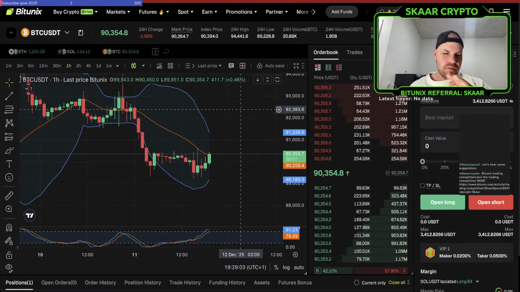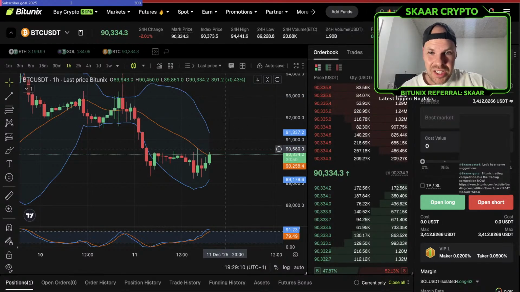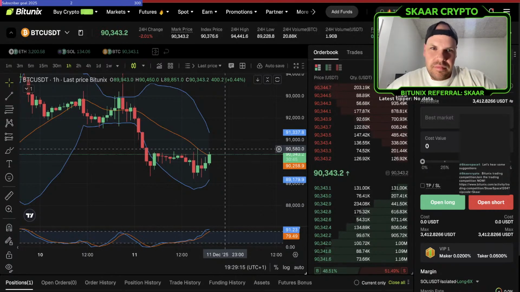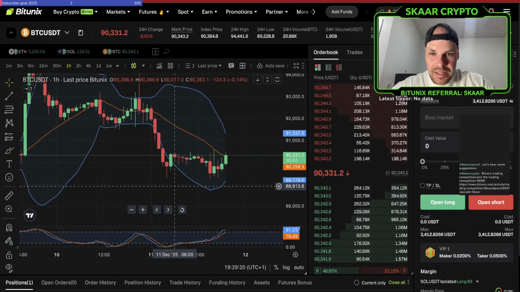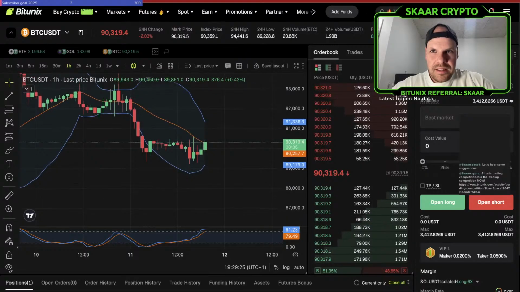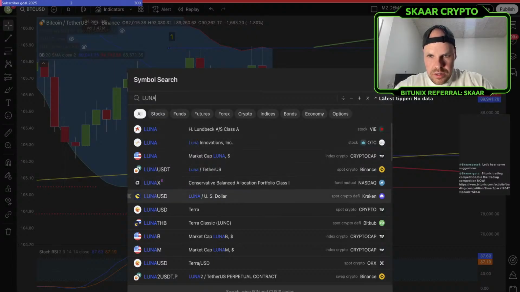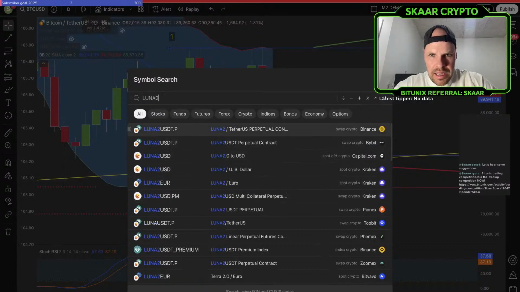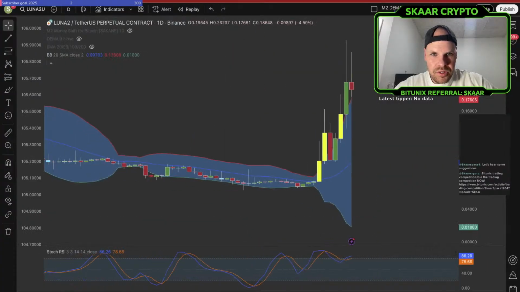To be completely transparent, if you like trading lower cap meme coins, there are other exchanges that are better for that. But in my opinion, I just increase my leverage if I want to trade a more volatile trade. Right now, everything is really following Bitcoin. We had this outlier though, Luna, that has been, for some reason, just completely sending.